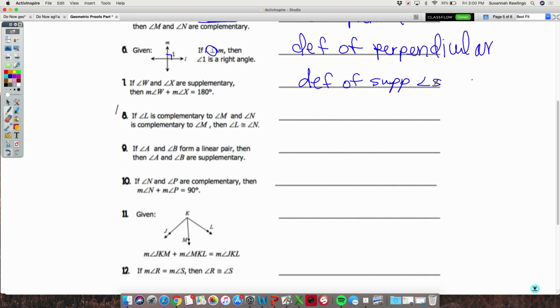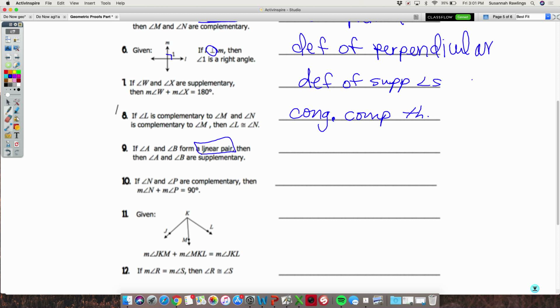Okay, number 8 says if they're complementary, then angle L is congruent to angle N. That was the congruent complements theorem. Again, we don't see that one a ton. I'm not super concerned that you remember that one.